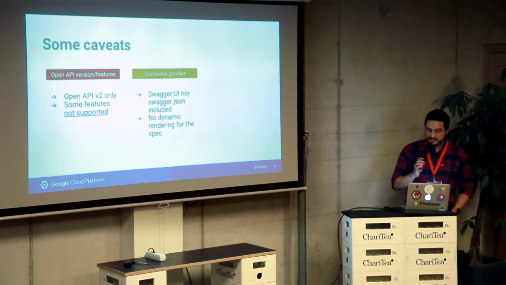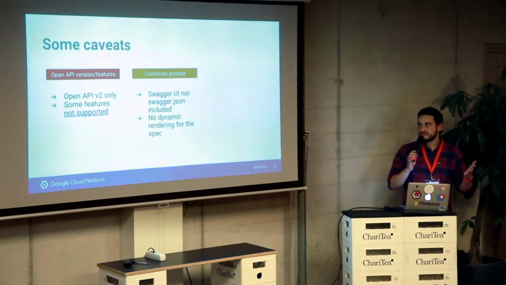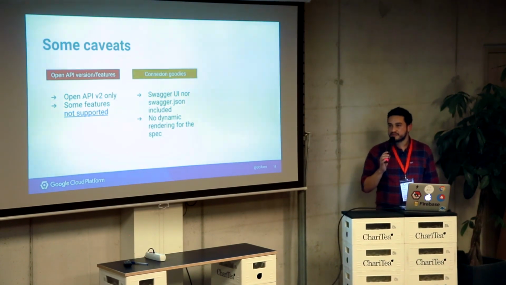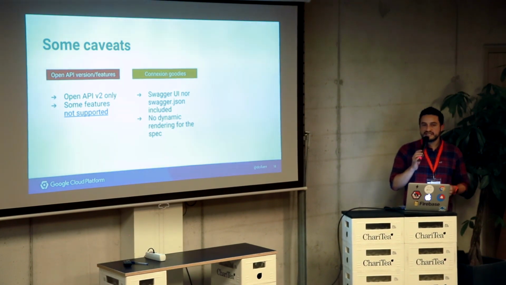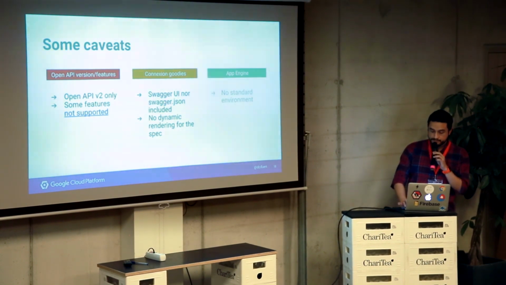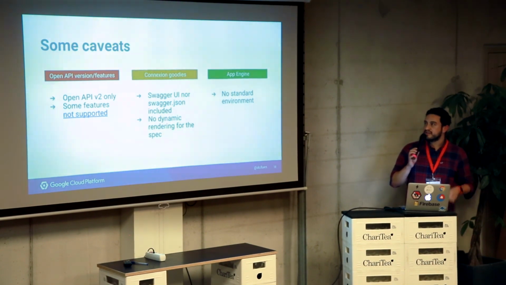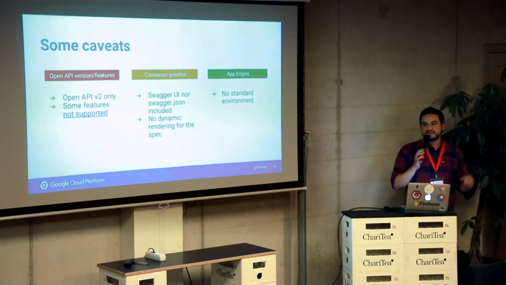The next caveat is that Connexion provides some goodies, like automatically importing the Swagger UI. If you use it in conjunction with Cloud Endpoints, you will lose the Swagger UI and also the generation of the JSON file based on the YAML file. So keep that in mind. Connexion also has a feature where you can call variables inside your OpenAPI spec, and since we need a static YAML file for Cloud Endpoints, we also lose that feature. Regarding App Engine, this works in the flexible environment, but the other flavor, called standard, requires that we use the Google Cloud Endpoints framework, not another framework like Connexion.